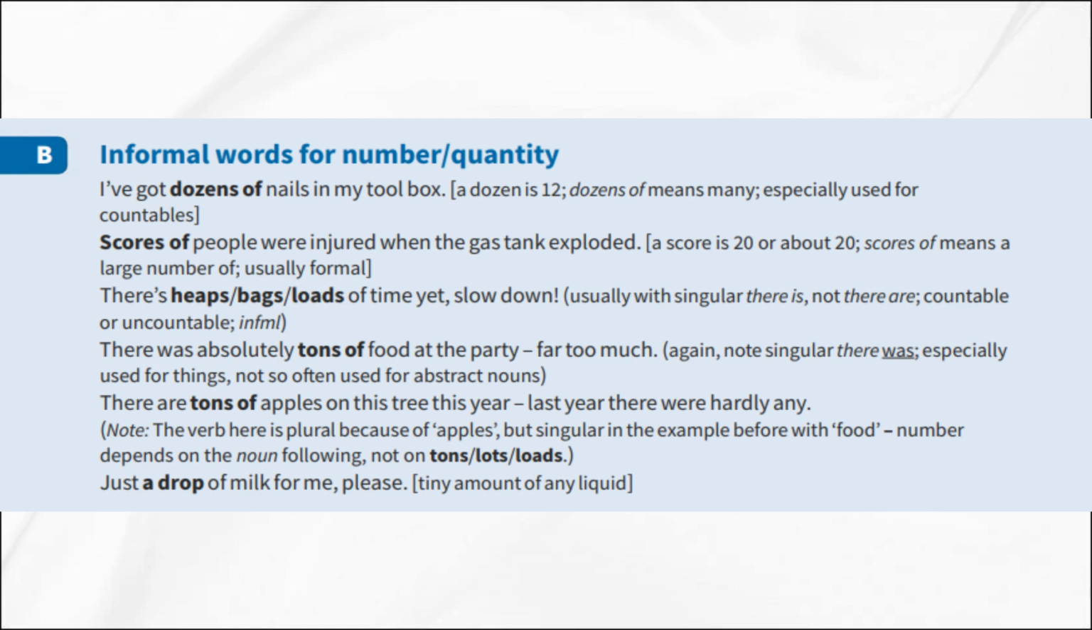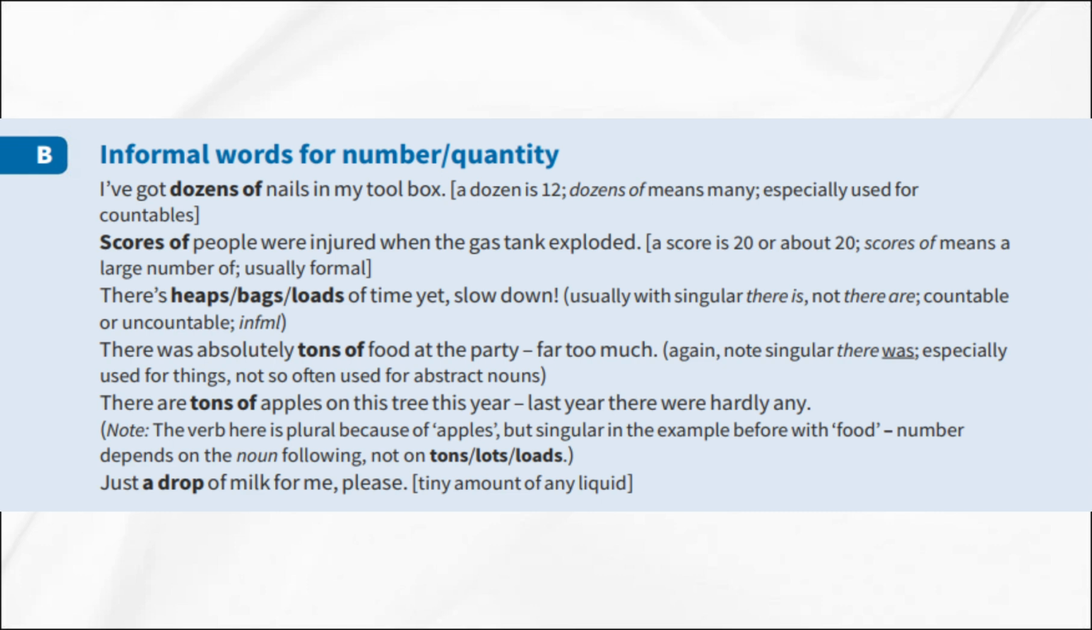Heaps, bags, and loads of mean a lot of. These are informal and can be used with countable or uncountable nouns. Usually, they take a singular verb. For example, there is heaps of or bags of or loads of time yet, slow down. Tons of means a very large amount. This is especially used for things, not so often for abstract nouns. For example, there was absolutely tons of food at the party, far too much.